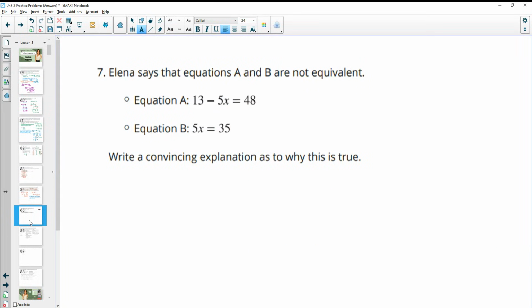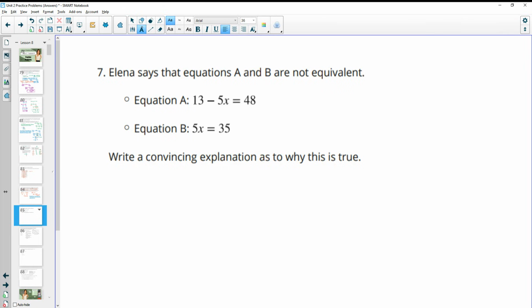Number 7, Elena says the equations A and B are not equivalent. And here's equation A and here's equation B. Write a convincing explanation as to why this is true. So you're going to have a bunch of different ways that you can tackle this problem. So make sure you tackle it based on your understanding.